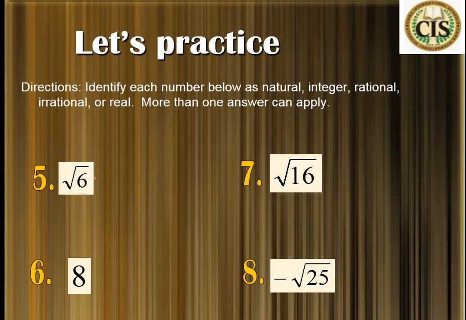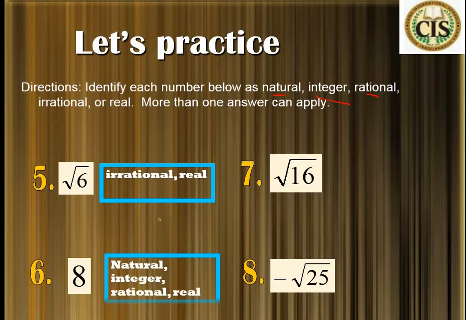Root 6. Root 6 is natural? No. Integer? No. Rational? No. Irrational? Yes. Therefore, root 6 is an irrational and real number. 8, we can find it in natural and integer and rational. Irrational? No. Therefore, it will be real numbers.